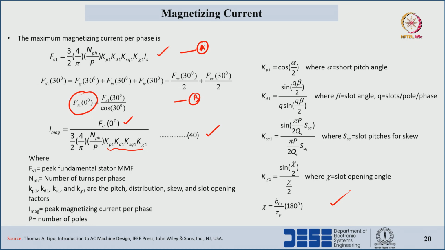Here the slot opening factor K chi 1 is equal to sin(chi by 2) divided by (chi by 2). So, chi is equal to the slot opening b naught s divided by the pole pitch tau p, into 180 degrees.